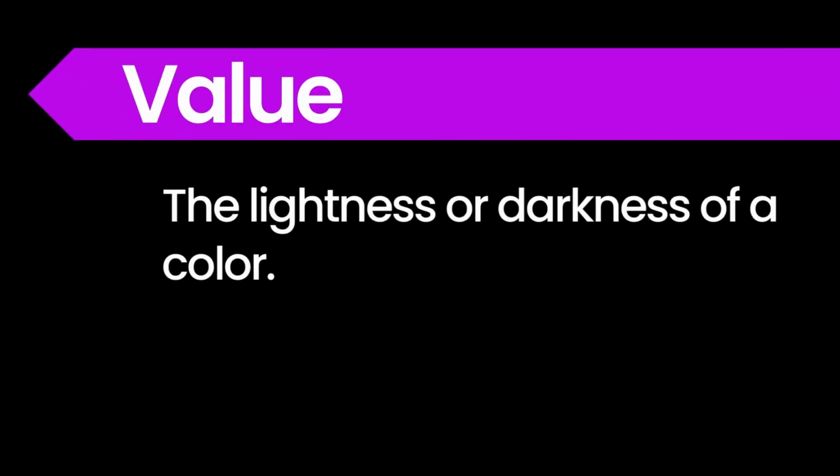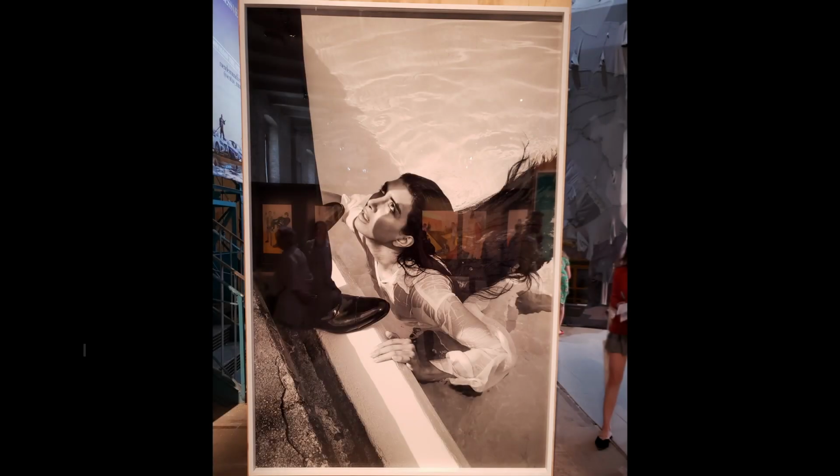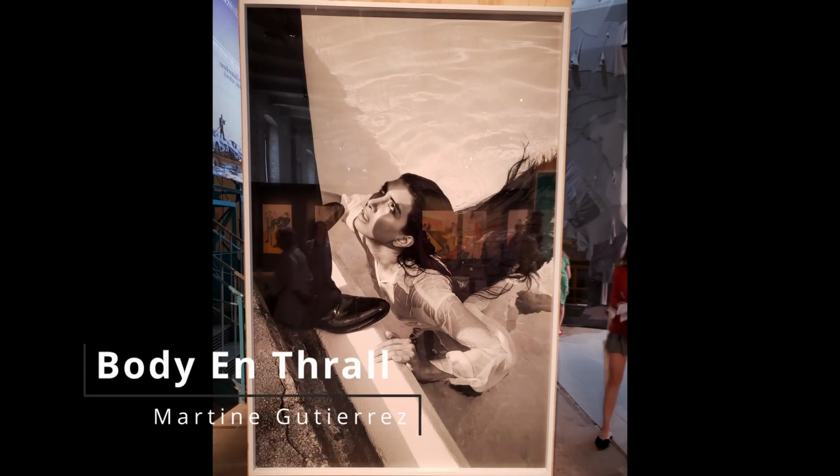Okay, so next we have value, which is the lightness or darkness of a color. Value is really important for showing contrast between different parts of an artwork. One of the best examples for 2D value is black and white photographs. Some of my favorite black and white photographs are Martina Gutierrez's Body and Thrall series.